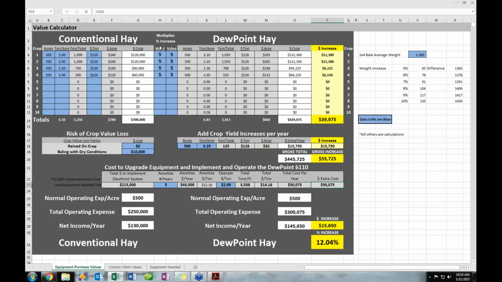So weight. What can we do with the weight? Well, there's a lot of things.